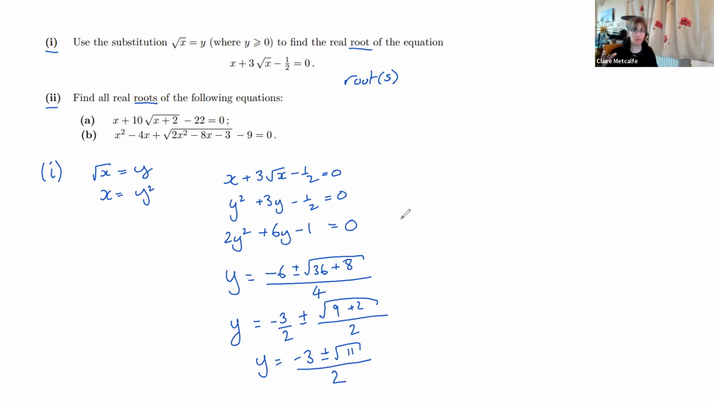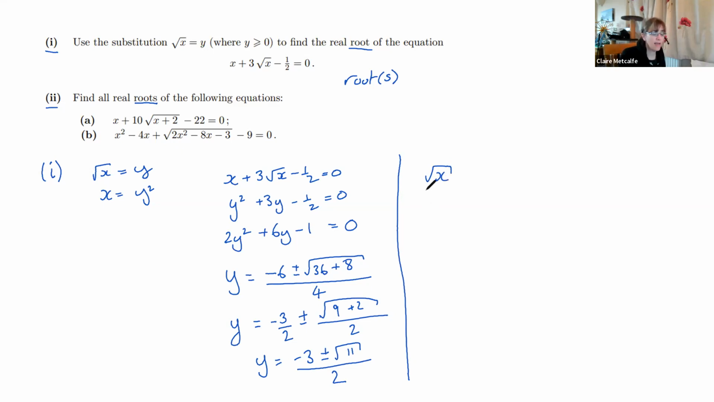Now at this stage, it looks like we've got two possibilities for y because we've got this plus or minus going on, but we're only expecting one root. So what you have to do at this point is just think about what the substitution means. And here we've got square root of x equals y. Generally speaking, a square root is always positive. So something like this, it means the positive square root of x.